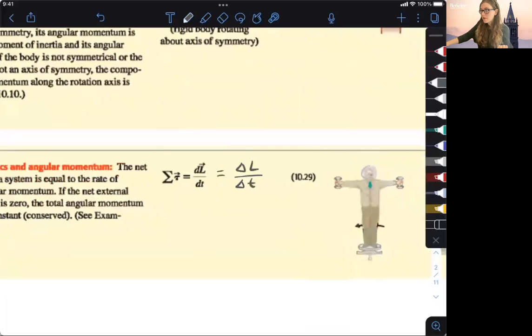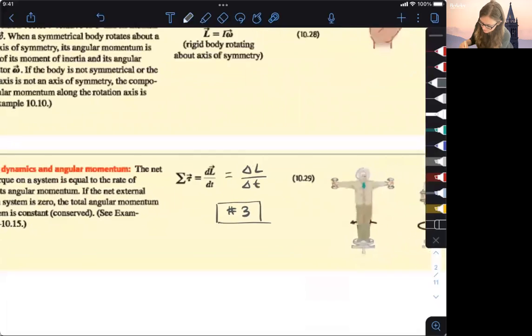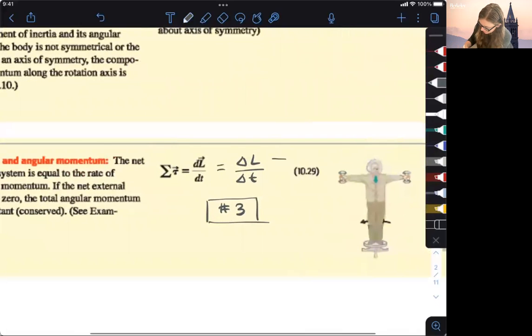I think there's one problem in your homework where they give you this, I think it's number 3, where they want you to find the torque, and they give you angular momentum and time. So you can model it this way. If I know how much it's changed, and I know how long it took to change, the change in time, then I can use both of these to solve for torque. Okay.